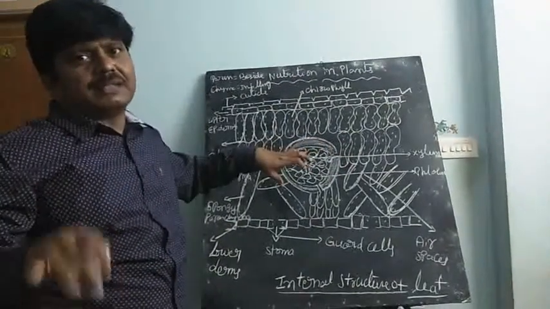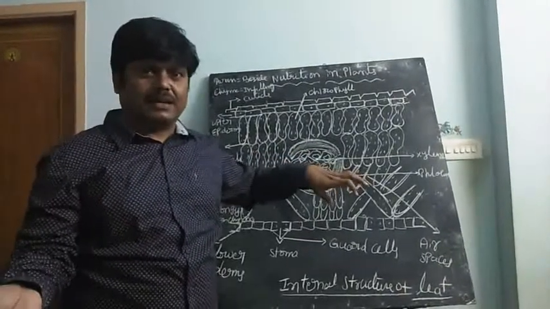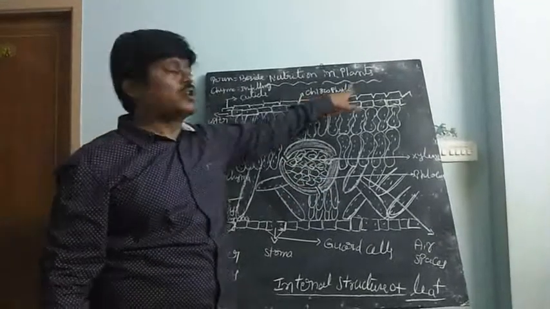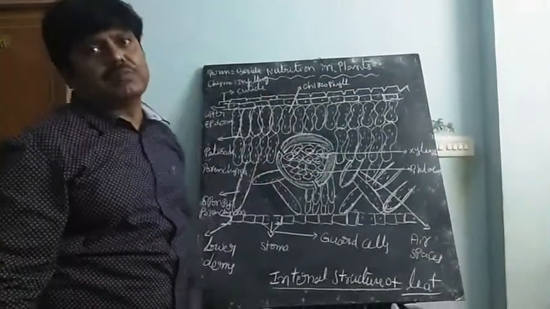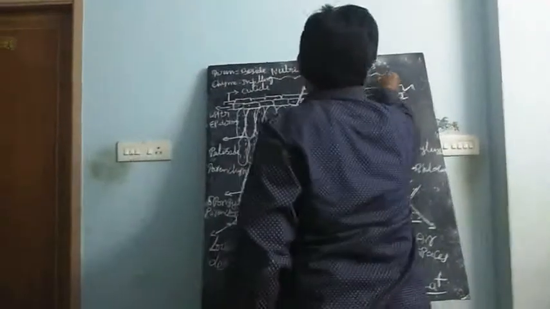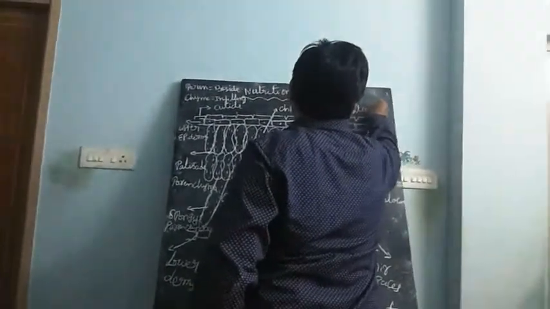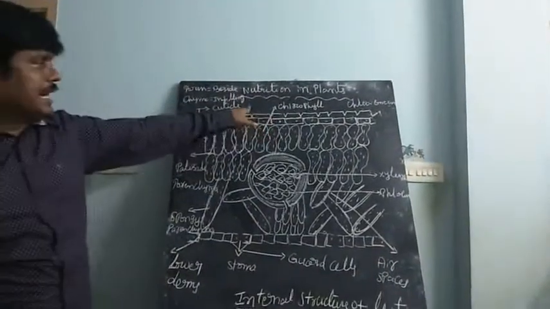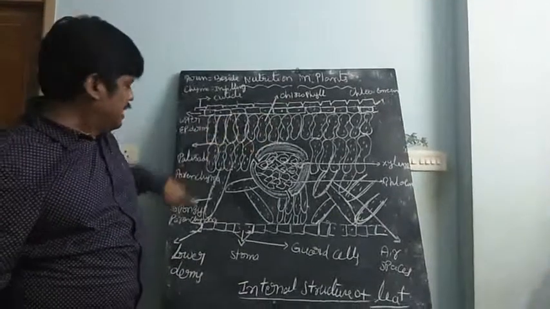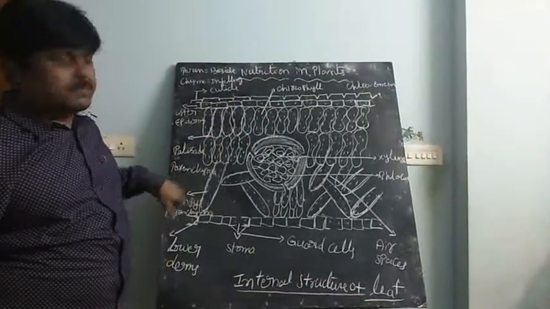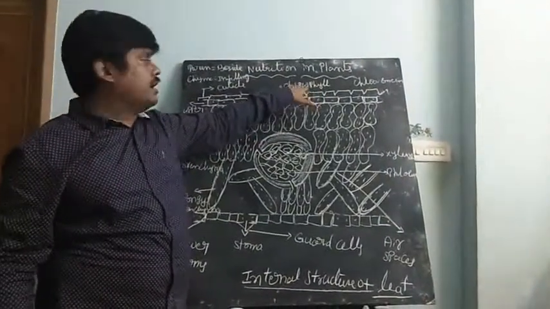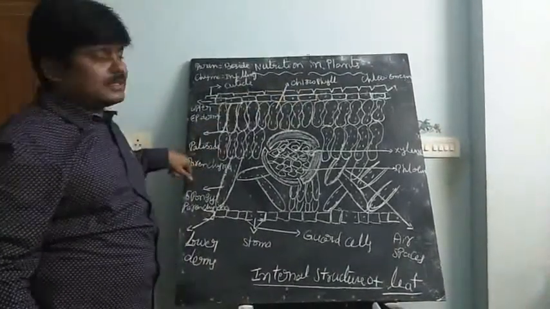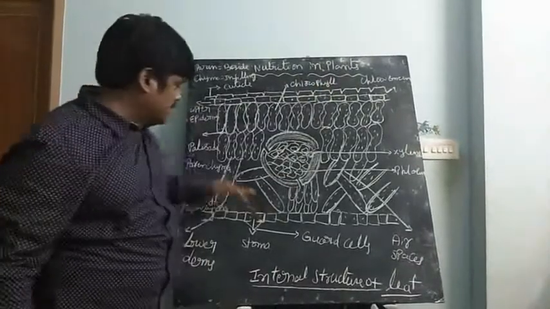Chloroplasts generally appear green in color. They appear green because of the chlorophyll pigments, the color pigments. Chloro means green. Green color pigments are present in the palisade parenchyma and the spongy parenchyma. So these are all the substances present inside. The palisade parenchyma has chlorophyll cells.